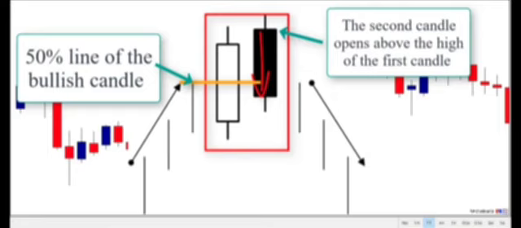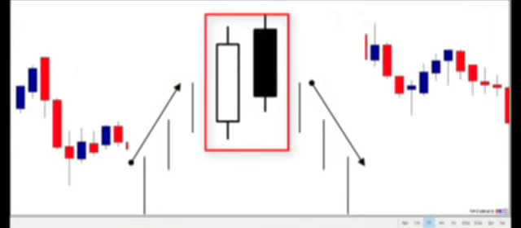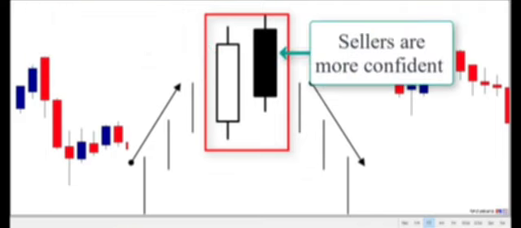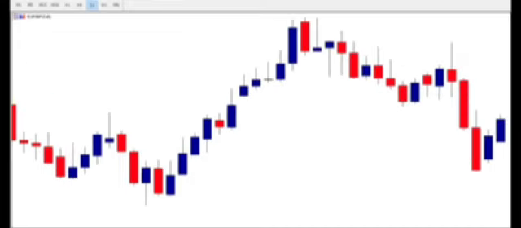Sellers were able to push the price back down below the central balance point and close price in this lower area. This will shake the confidence of a number of buyers, leading them to exit their positions if the pattern is confirmed. And it will strengthen the confidence for a number of sellers who will enter to push the price back down. Let's look at this example.